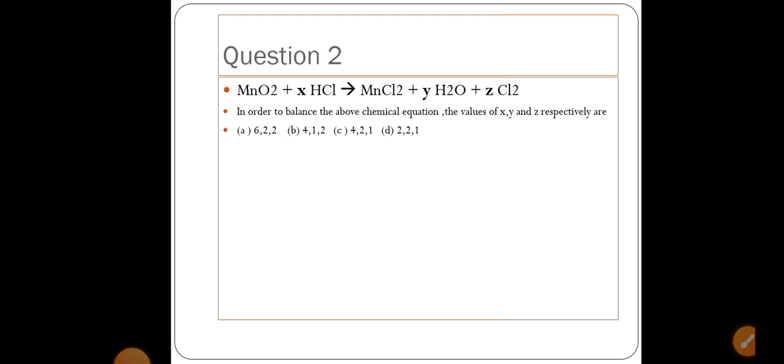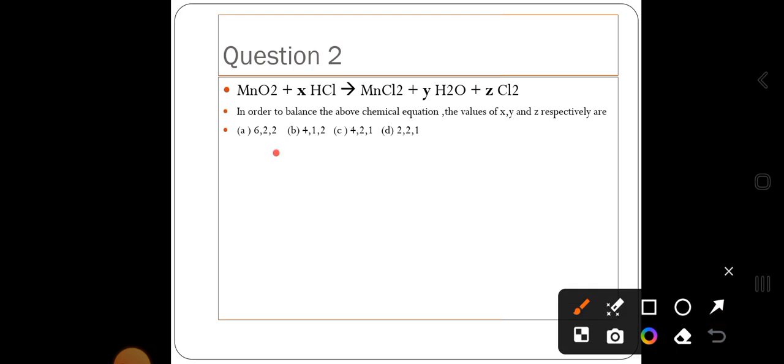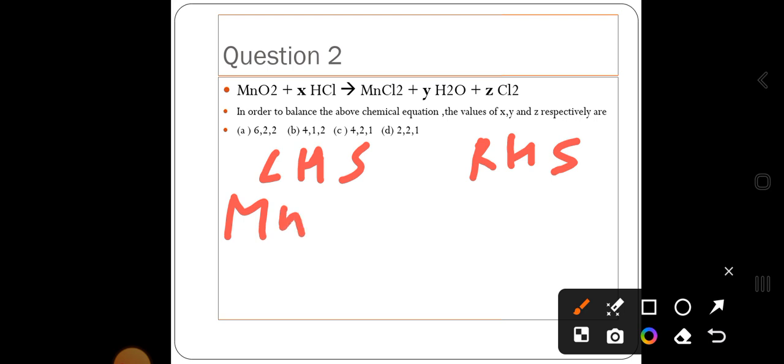MnO2 plus X HCl giving rise to MnCl2 plus Y water plus ZCl2. In order to balance the above chemical equation, the values of X, Y, Z respectively are. So this is mainly chapter 1, chemical equations and reactions, wherein there is a balancing of the reaction. Here, again, let's go with the normal hit and trial method by writing LHS and RHS. We'll also mention all the elements involved: Mn, oxygen, hydrogen, and Cl.